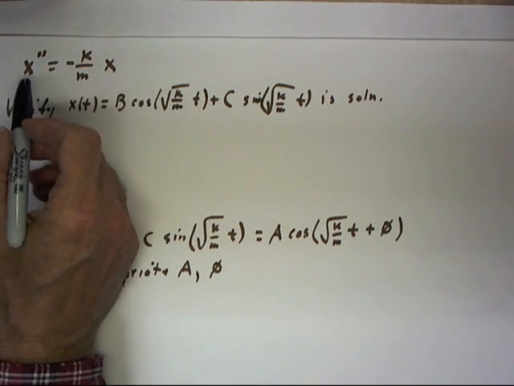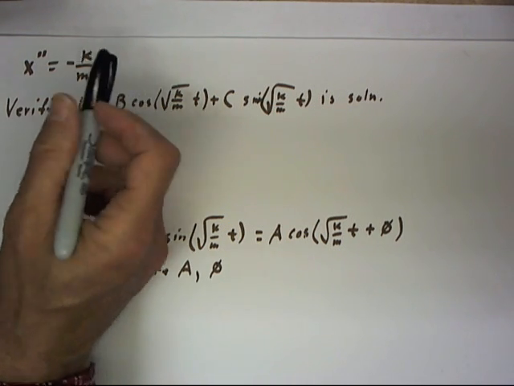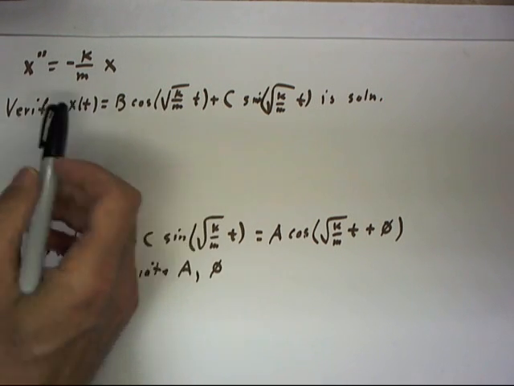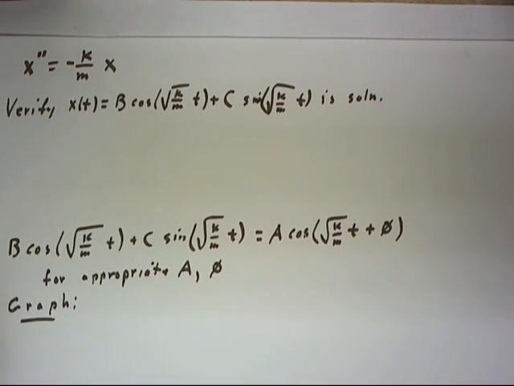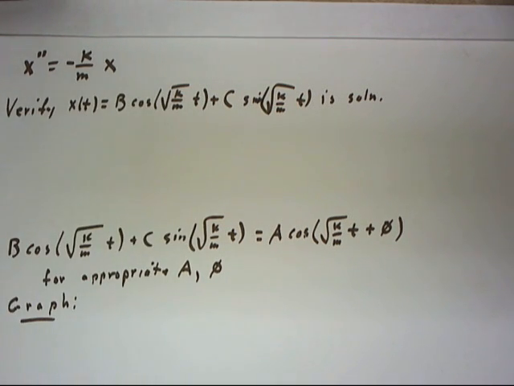Let's return to the equation x double prime equals negative k over m times x. Now there's a standard technique we can use to solve equations of this form, but we're not going to worry about that at this point. We're just going to understand what it means for a function to be a solution of the equation.